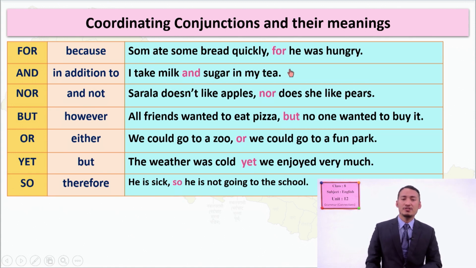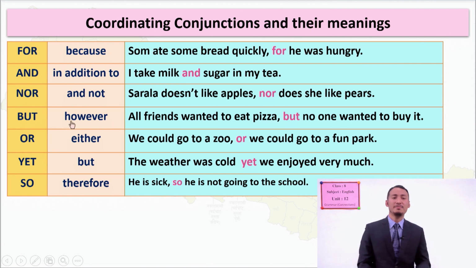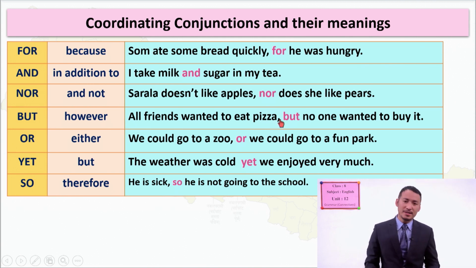I take milk and sugar in my tea. Nor means and not. Sarla doesn't like apples, nor does she like pears. But means however. It shows a contrast. All friends wanted to eat pizza, but no one wanted to buy it.